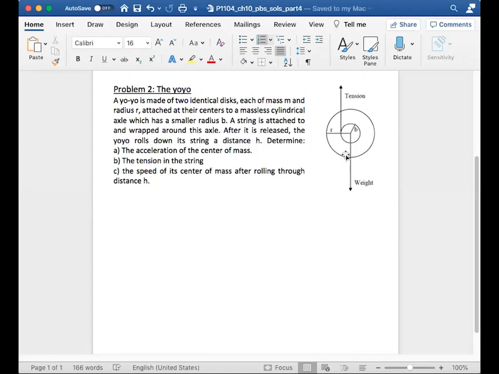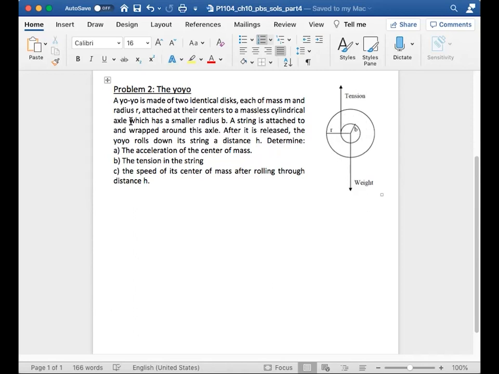So in this problem, we are going to discuss the motion of a yo-yo. A yo-yo is made of two identical discs, each of mass m and radius r, attached at their centers to a massless cylindrical axle which has a smaller radius b. So each of these discs on the outer part has radius small r, and the axle has a radius small b. Now a string is attached to and wrapped around this axle.